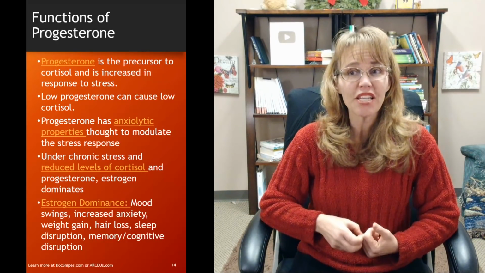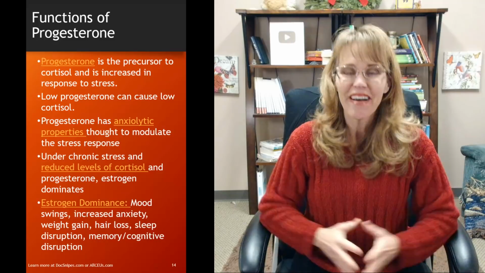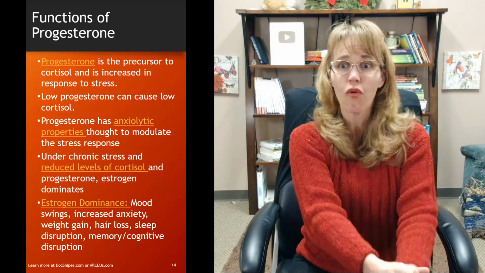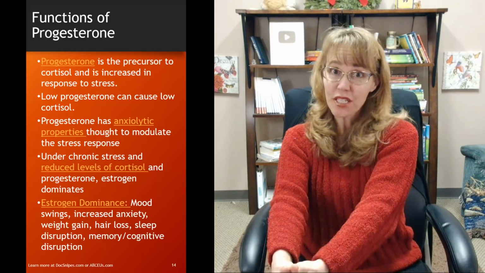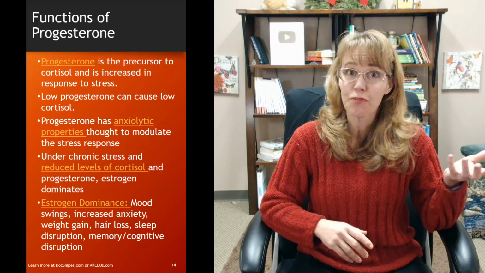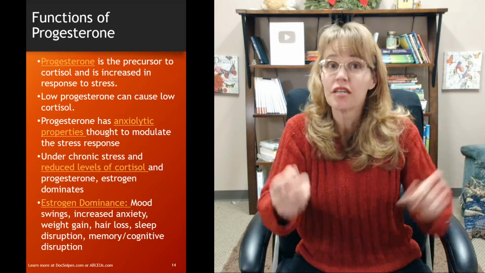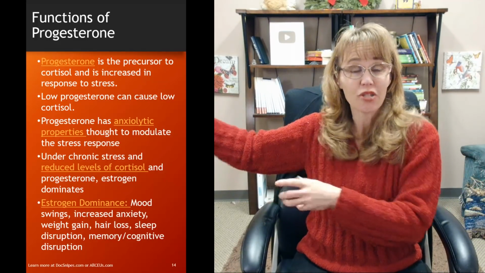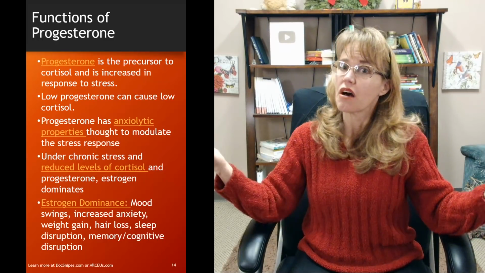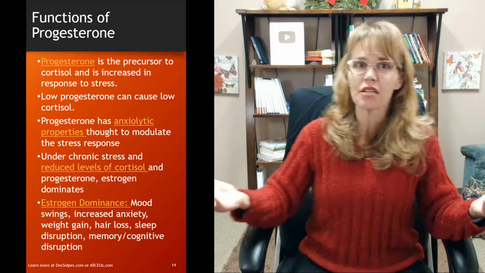And progesterone is the precursor of cortisol. Who knew? Well, you do now. So people have to have progesterone in order to make adequate levels of cortisol, your main stress hormone. Progesterone is increased in response to stress because guess what? It needs to be broken down to make cortisol to be released when the HPA axis, or your stress response system, is activated. Low progesterone can cause low cortisol or hypocortisolism, which is another reason we need to look at this.